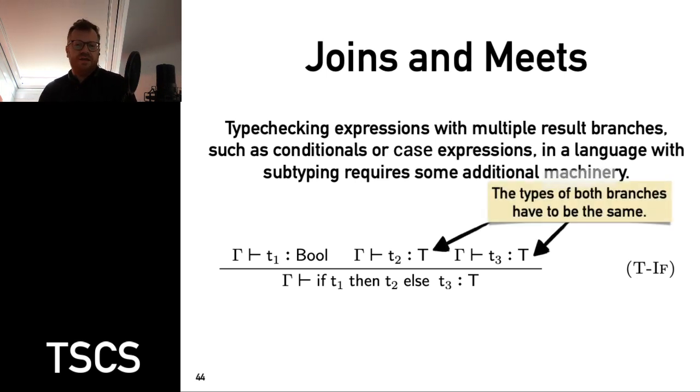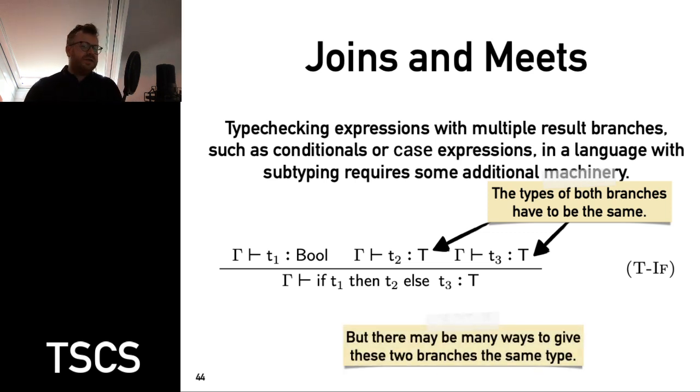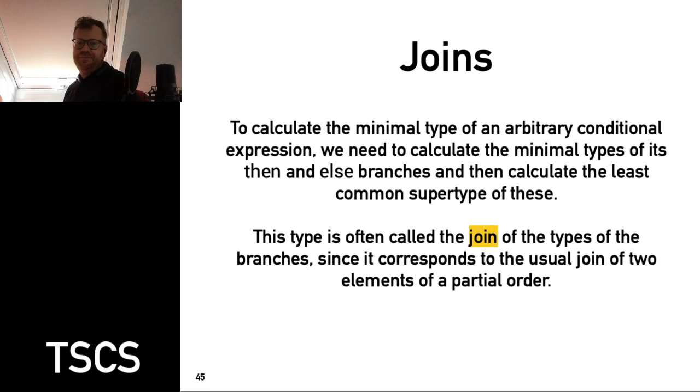So in the T-if rule, the types of both branches have to be the same. But we have already seen many ways where these two branches may be of compatible types. Especially for records, we've seen that we can find something that works there for both branches. How do we do this for algorithmic types? We use joins or meets.